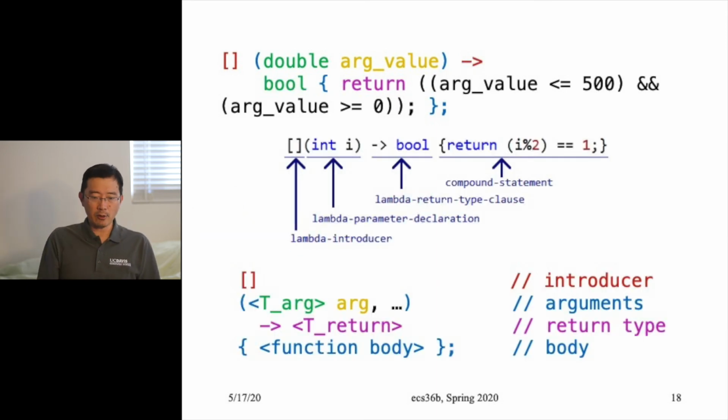I just named those four areas: introducer, argument, return type, and body. Just remember every single lambda expression should have all four of them. If you don't have a return type, you don't have number 3, but you should definitely have numbers 1, 2, and 4.